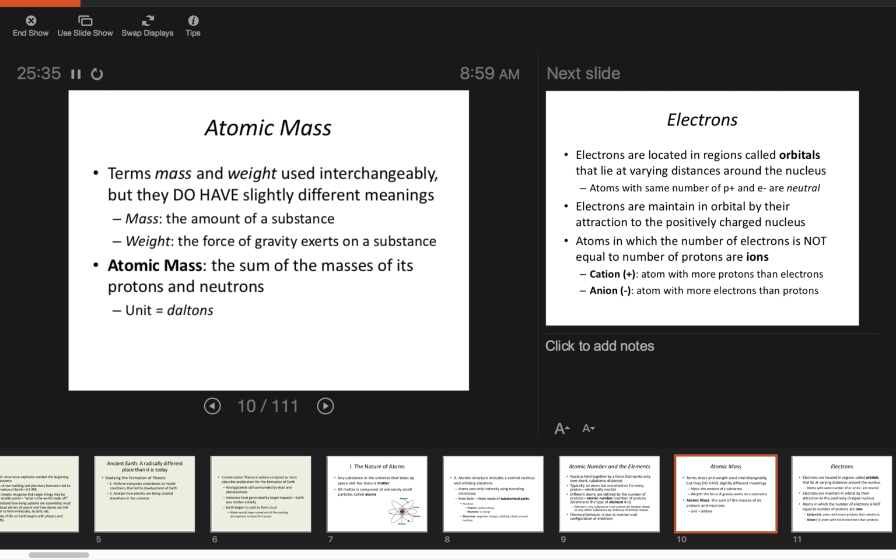Okay, so the atomic mass, like I just said, is the sum of the masses of its protons and neutrons. It's literally the number of protons plus the number of neutrons.